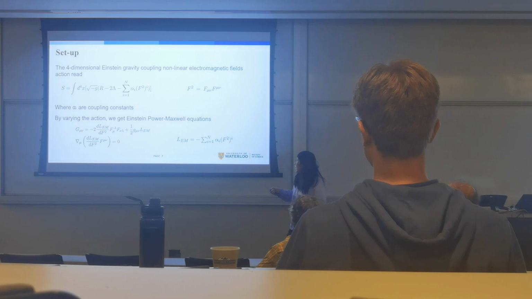And by varying the action, we can get the Einstein-Maxwell equations. The first equation is the Einstein equation. So the left-hand side is the Einstein tensor, and the right-hand side is the stress-energy tensor for the electrodynamics. And the second equation is the generalized Maxwell equation.